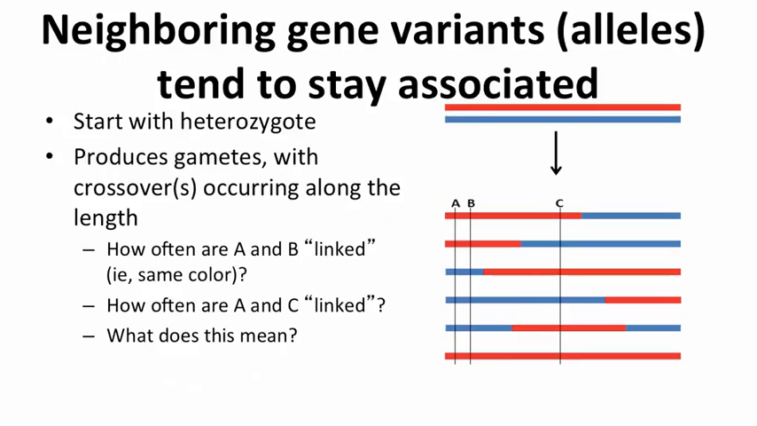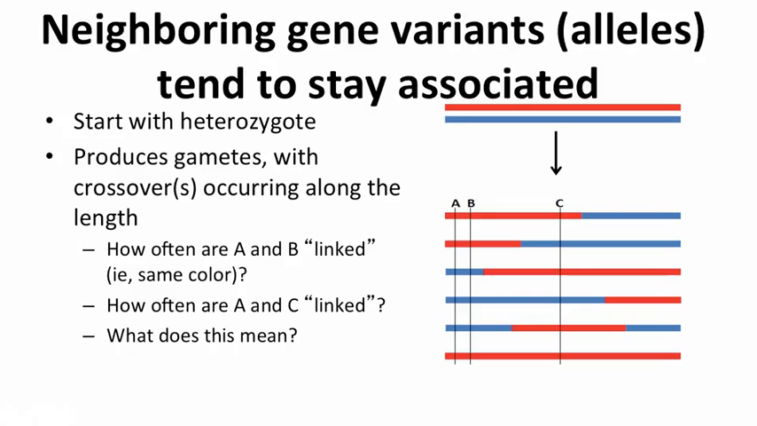So I've diagrammed here what you might imagine looking at several chromosomes from one heterozygous individual. Again, here's the chromosome from mom on top, that's red. The bottom chromosome is from dad, that's blue on the bottom. They are producing gametes. You might see this along the gametes there. So you have a stretch of red, stretch of blue, stretch of red, stretch of blue, stretch of red, etc., etc. If you look at this, how often are A and B linked?